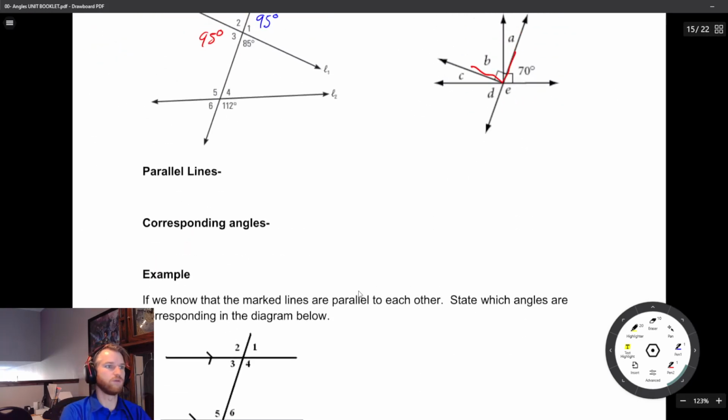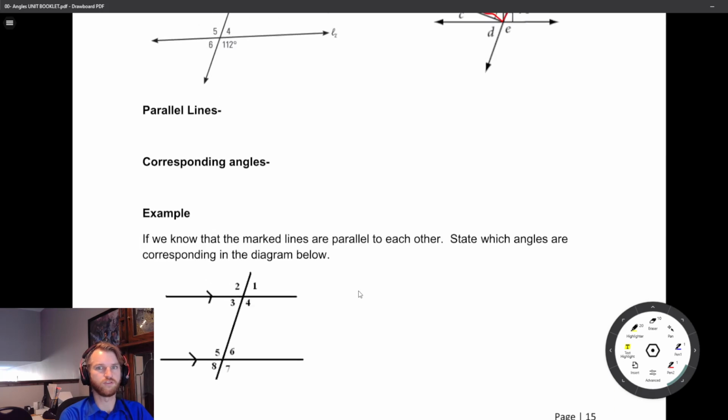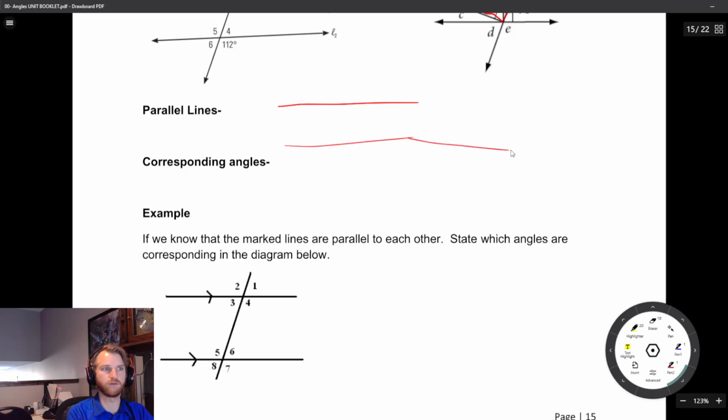So, some definitions here. Parallel lines you do need to know. Parallel lines are two lines that are going in the exact same direction, which means they will never cross. This is train tracks. Train tracks are going in the exact same direction. Their angle is not off at all, which means that they never cross over. They're just going straight beside each other forever and ever.